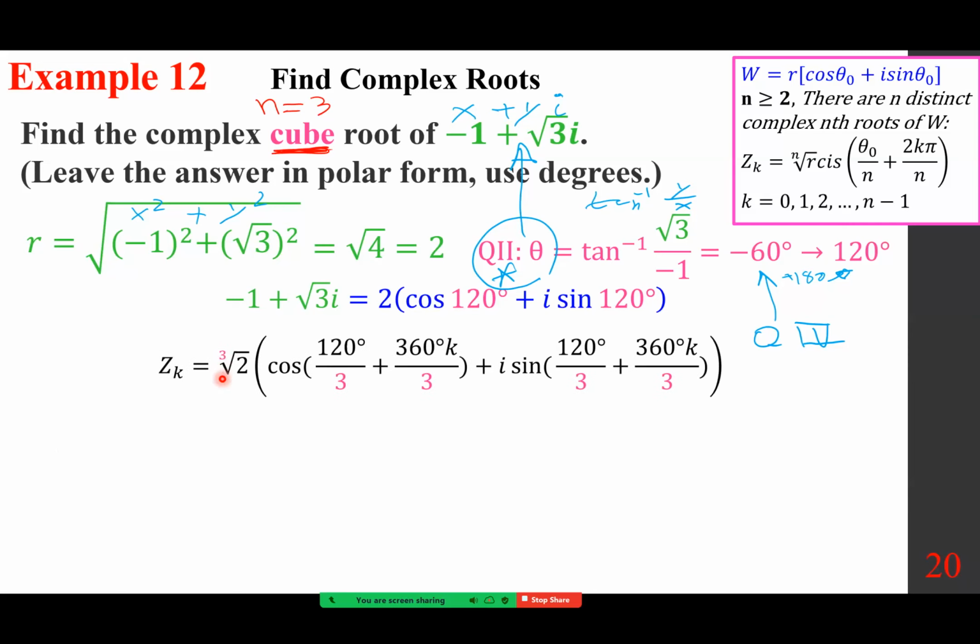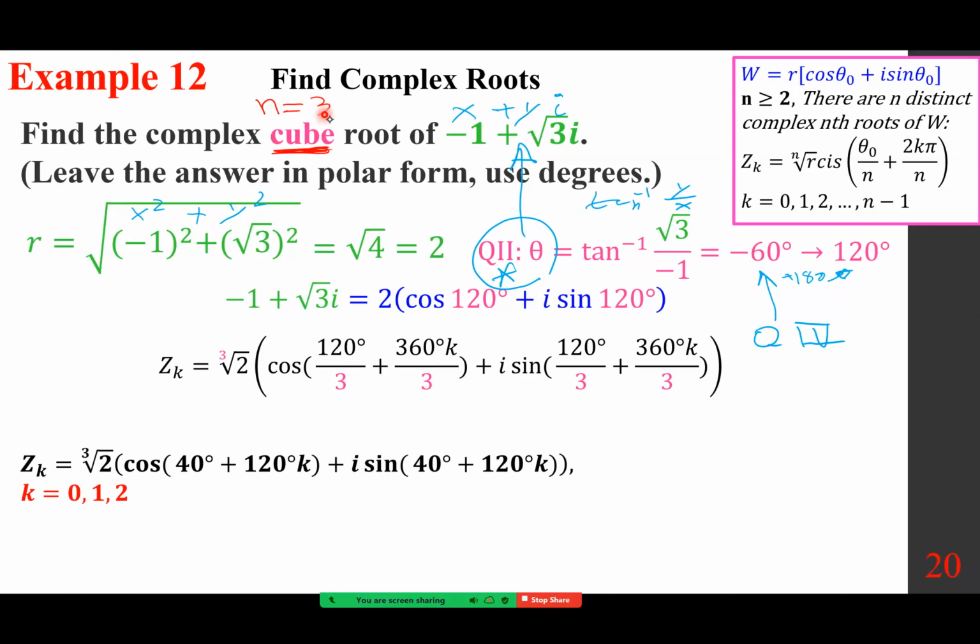So we have cube root of 2 cosine of theta 0, which is 120 divided by 3, plus 360k. Remember, 2k pi or 360k are the same, but we want them in degrees. We're going to go with 360k divided by 3, i sine of the same thing. So let's divide this by 3. This becomes 40. This becomes 120 degrees times k. k goes all the way to n minus 1. So 0, 1, 2.